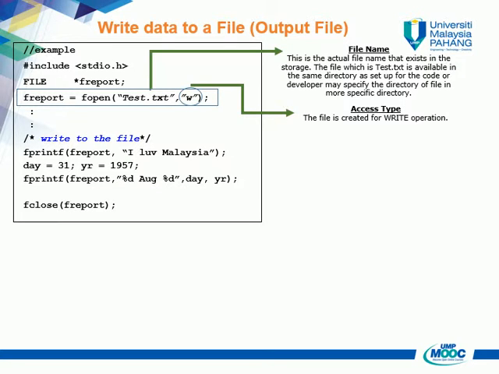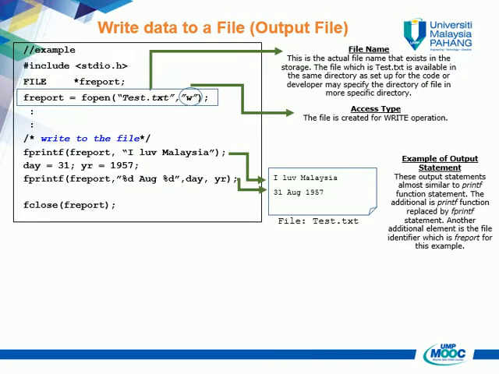Next is the access type. The file is created for write operation. Next is the output statement for the file operation. The first statement produces the output "I love Malaysia" in the output file. Then, the next file output statement produces the output in the same file for 31 AUG 1957. Now, the file chess.txt contains 2 lines of output.